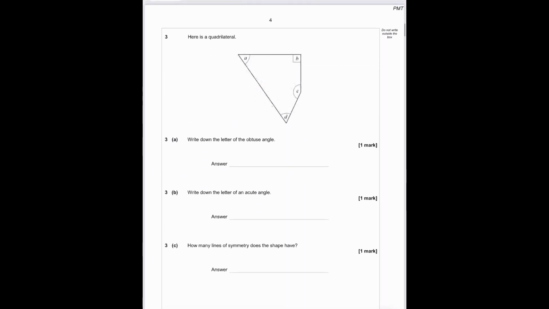Here's a quadrilateral. Write down the letter of the obtuse angle, that is C. The acute angle is D. And how many lines of symmetry does it have? 0.